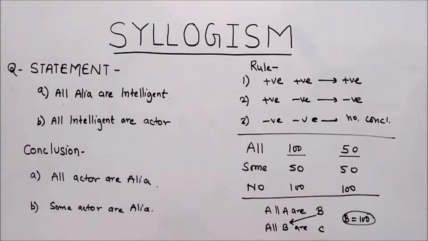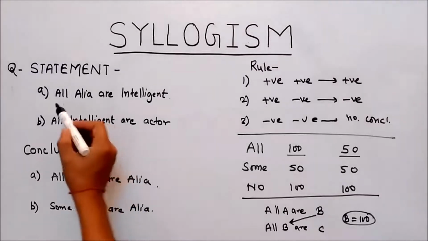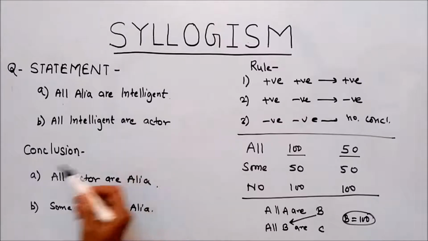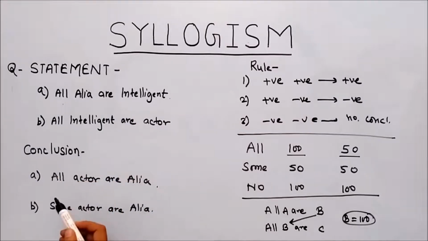Now let's start with the question. We have two statements here. All Alia are intelligent, and the second statement is all intelligent are actors. Now we have two conclusions here. First, all actors are Alia. Second conclusion is some actors are Alia.